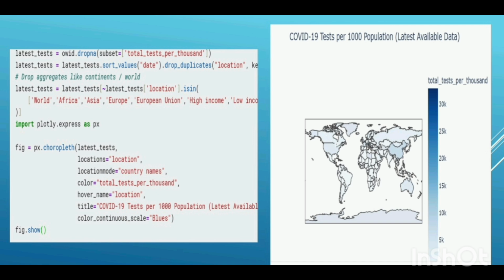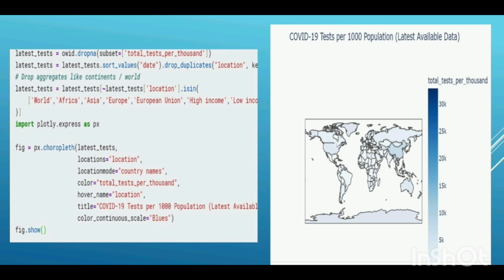COVID-19 test analysis. Testing was another key factor in controlling the spread. I calculated the number of tests per 1000 people as of December 2022. From this, I identified the top 5 countries with the highest testing rates. These were mostly high income nations that had the resources for widespread testing.